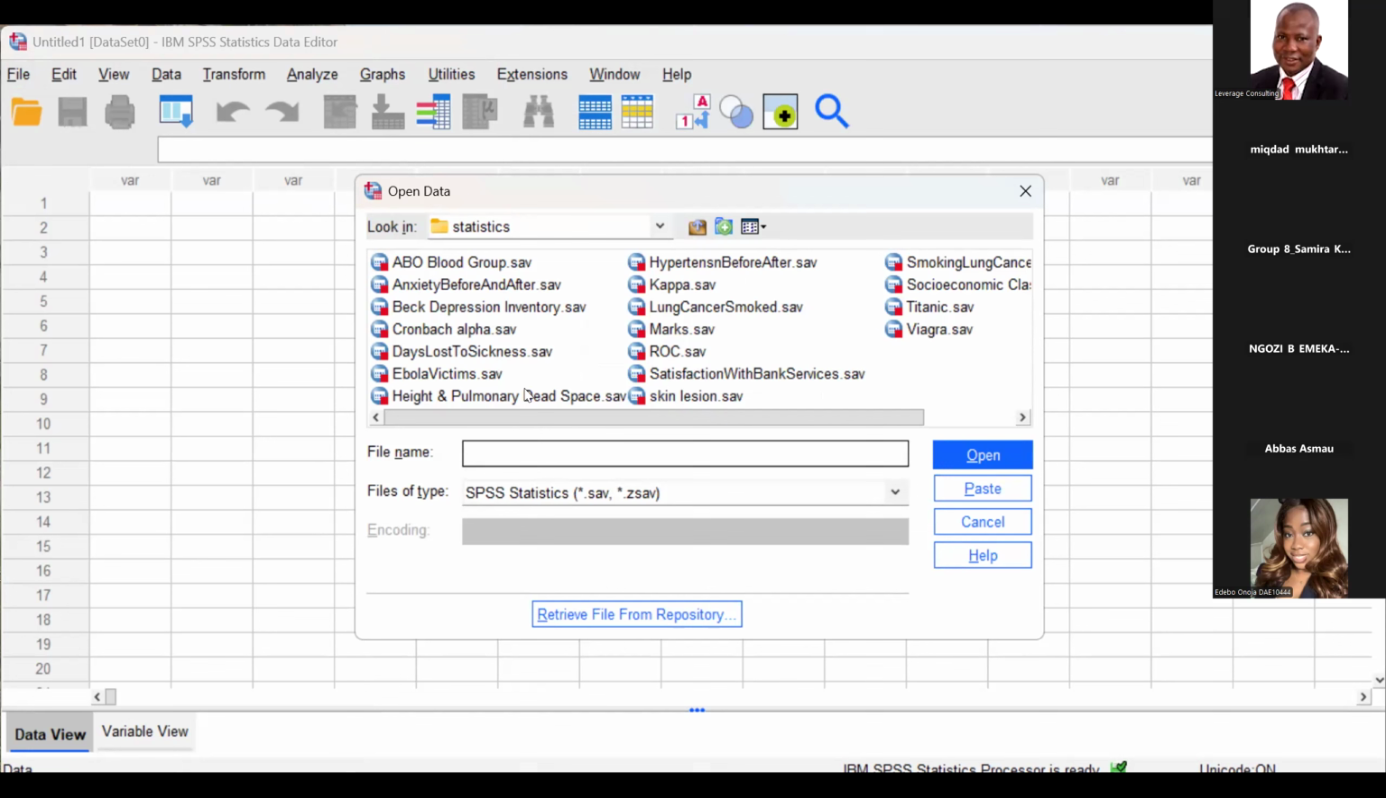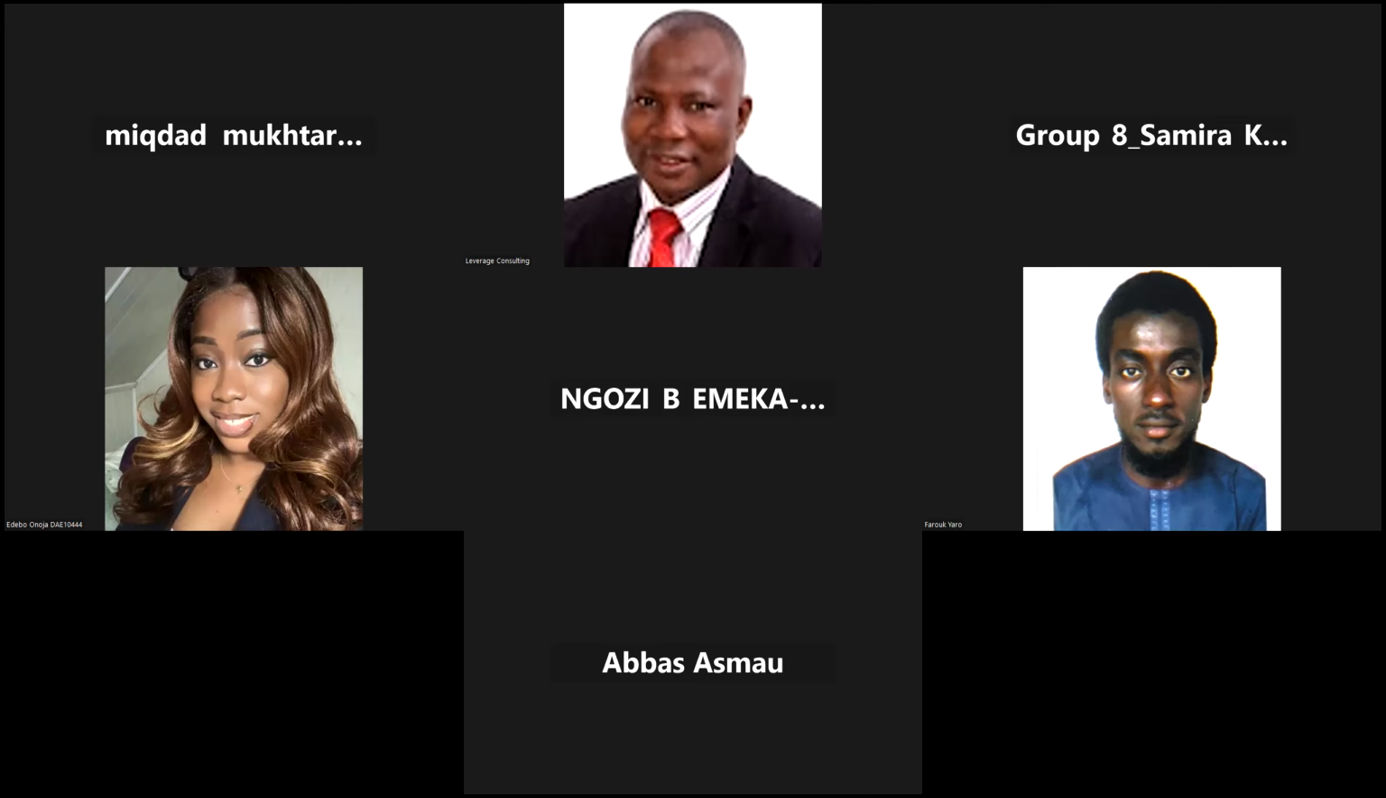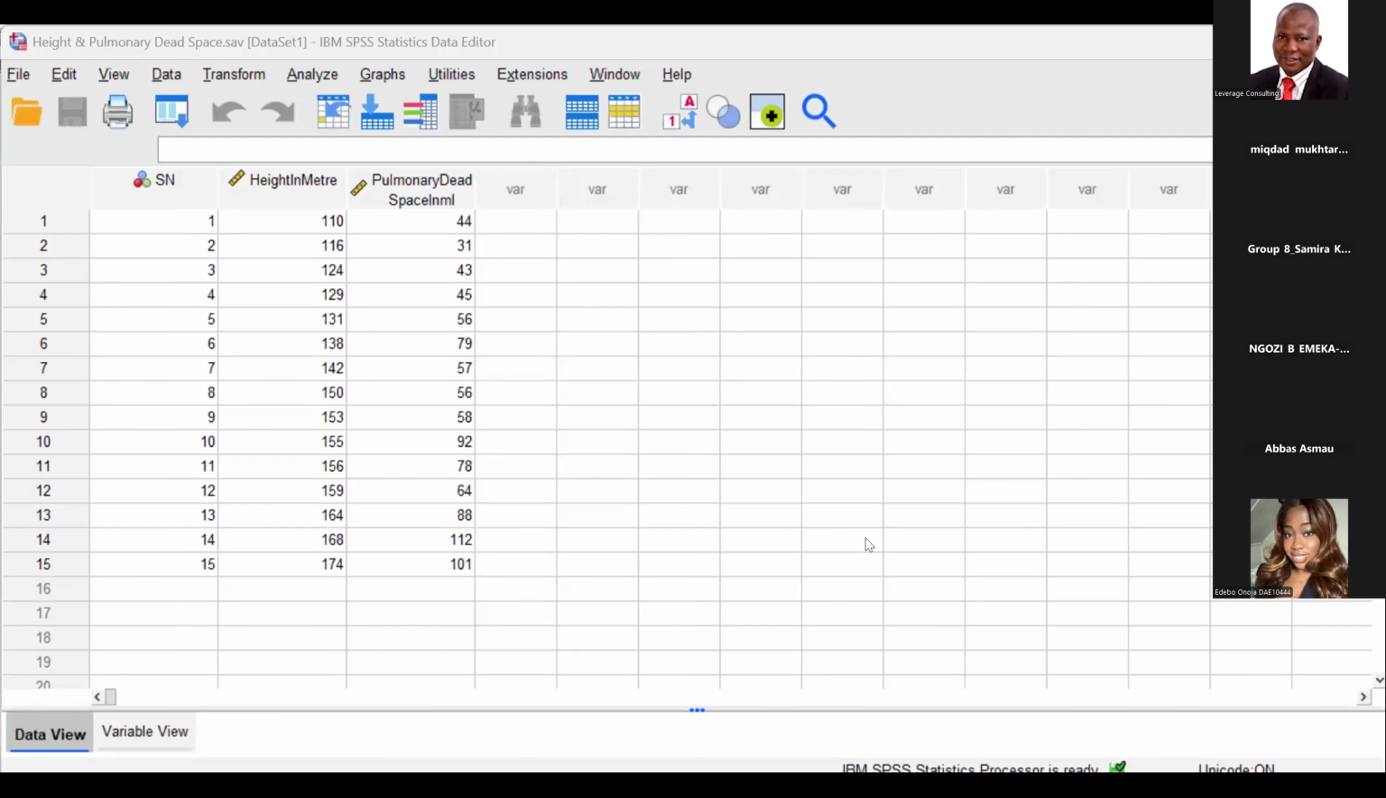Height and pulmonary dead space. Yes, click on that, height and pulmonary dead space. Click here. Open. Okay, share again. I didn't know it had height. Height and pulmonary dead space. Yes.